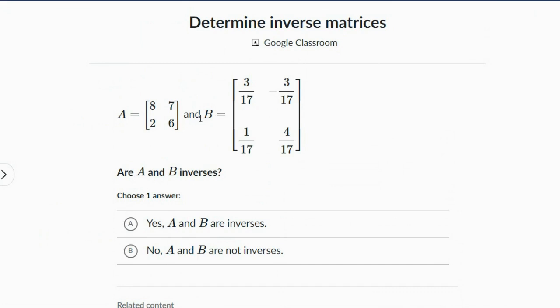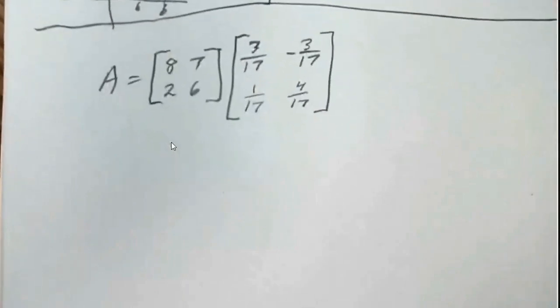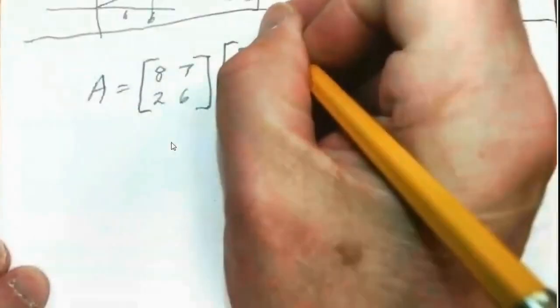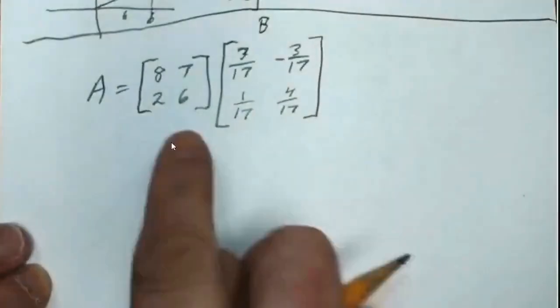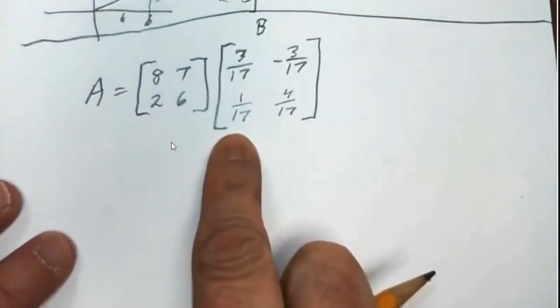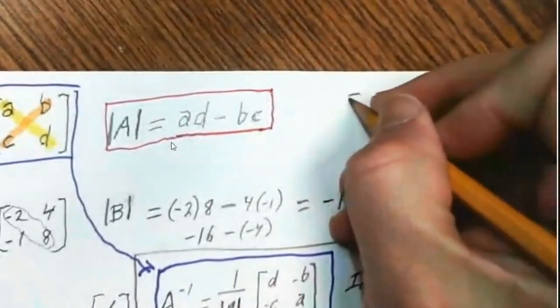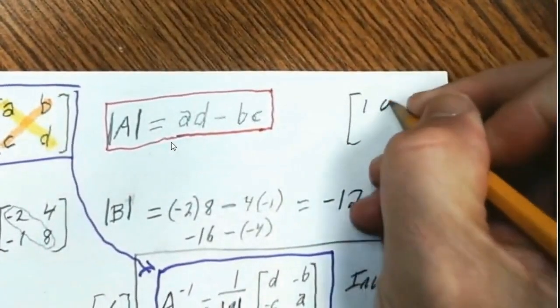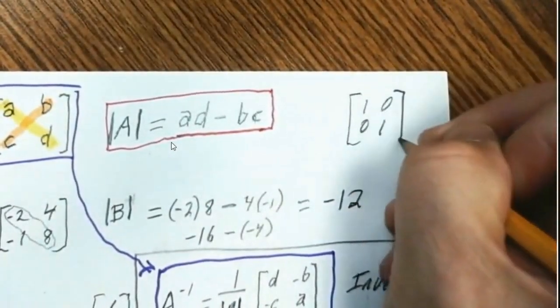So we're going to do this one together. So I'm going to write it down here. And we're going to review multiplying with fractions again, because it's probably been a while since you've done that. We're going to multiply these two matrices together. That was A and this is B. And if they end up being the identity matrix, which remember the identity matrix is 1, 0, 0, 1 for a 2 by 2.